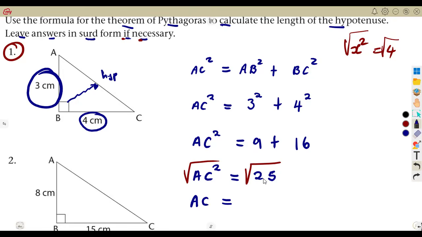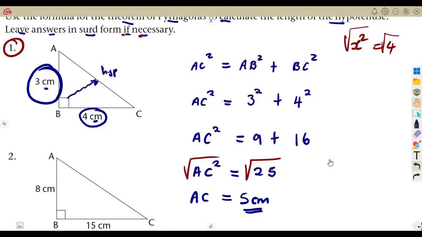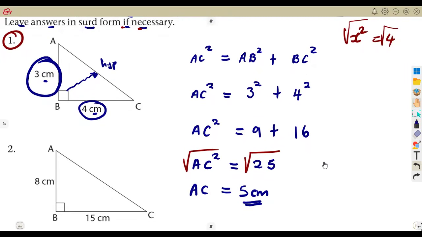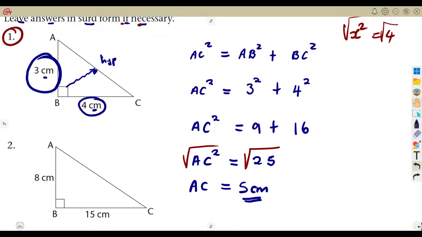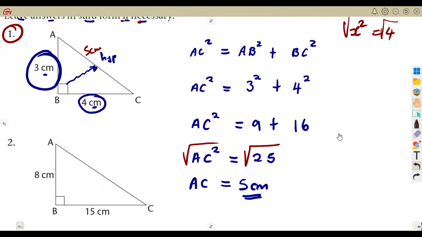The square root of 25. We can evaluate this. We know the square root of 25 is what? 5. Remember, 5 times 5 is what? It is 25. So the square root of 25 is 5. The length in what? Centimeters. So meaning to say our AC is going to be 5 centimeters. So we have to be very, very careful, guys, in our calculations.